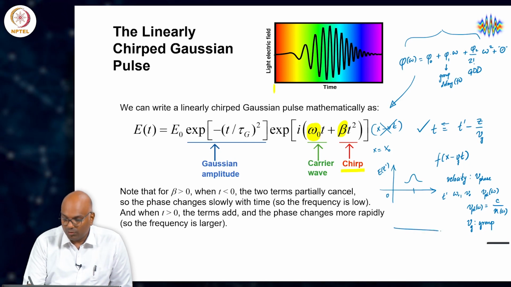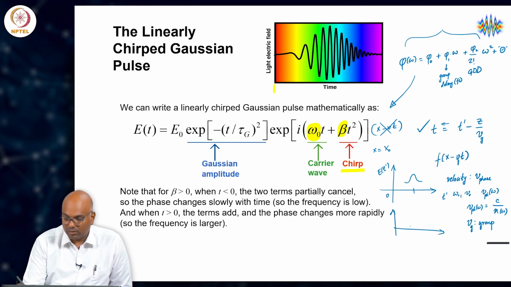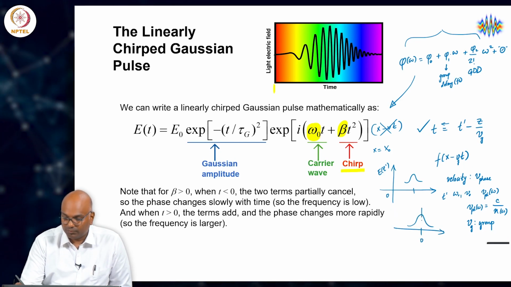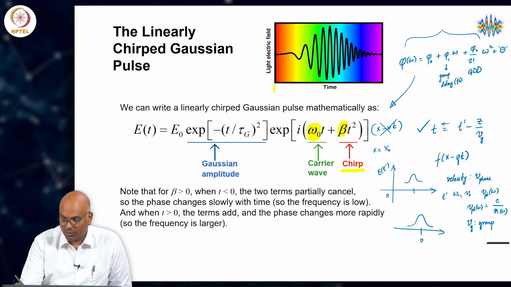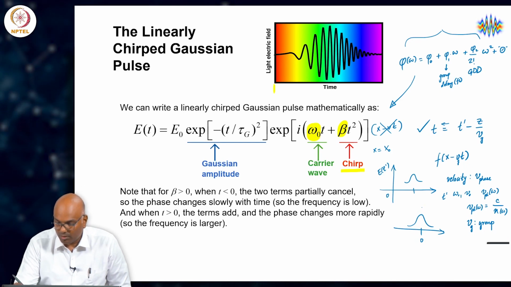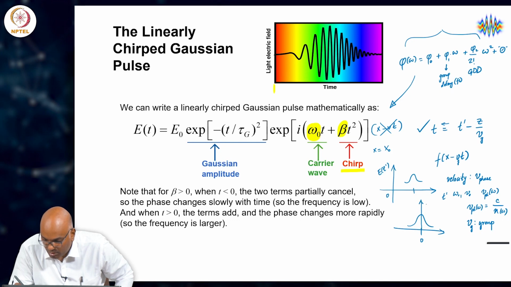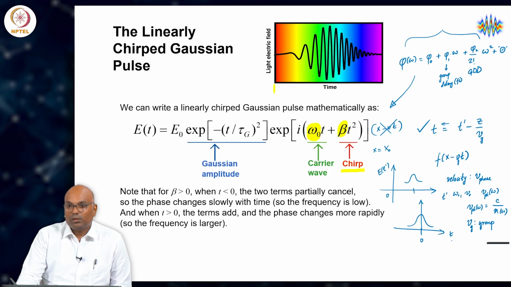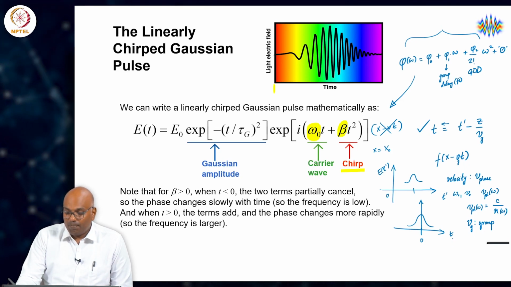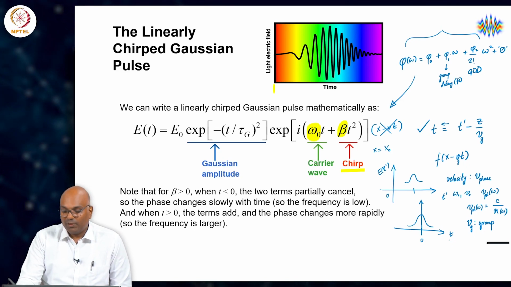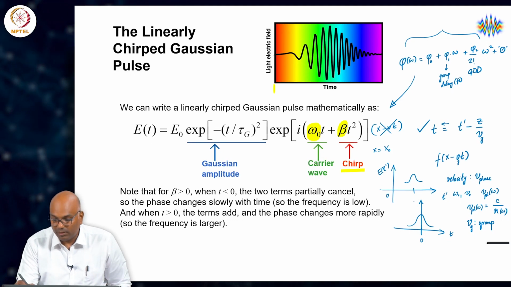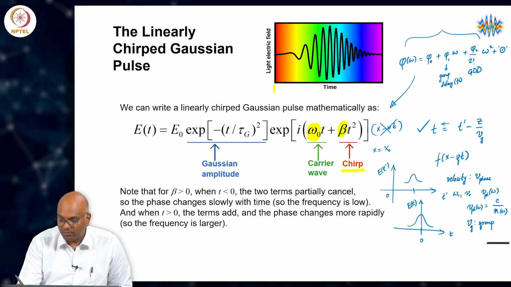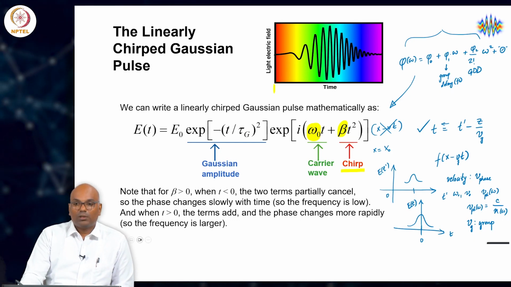But I can also have adopted a co-moving frame with the pulse, where this is the 0 of my time axis, and the entire frame of reference is moving with respect to the pulse, such that the maximum is always referenced to 0 in time.